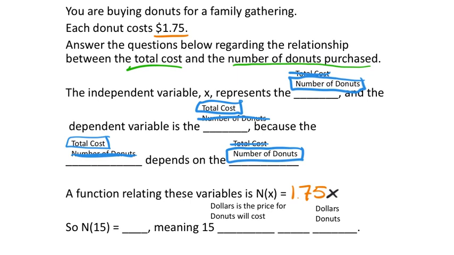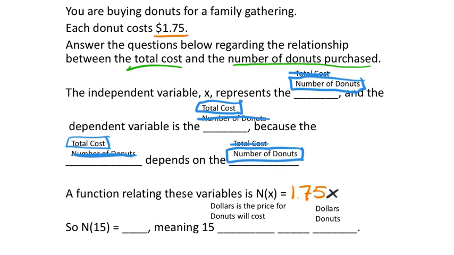Now, if by chance on the assignment they give you some kind of starting value, then you would have to add it or maybe even subtract it, depending on how it's worded. All right? Okay, but that's our function. N of x equals 1.75x because each donut is $1.75. And the $1.75 is a slope or a unit rate.